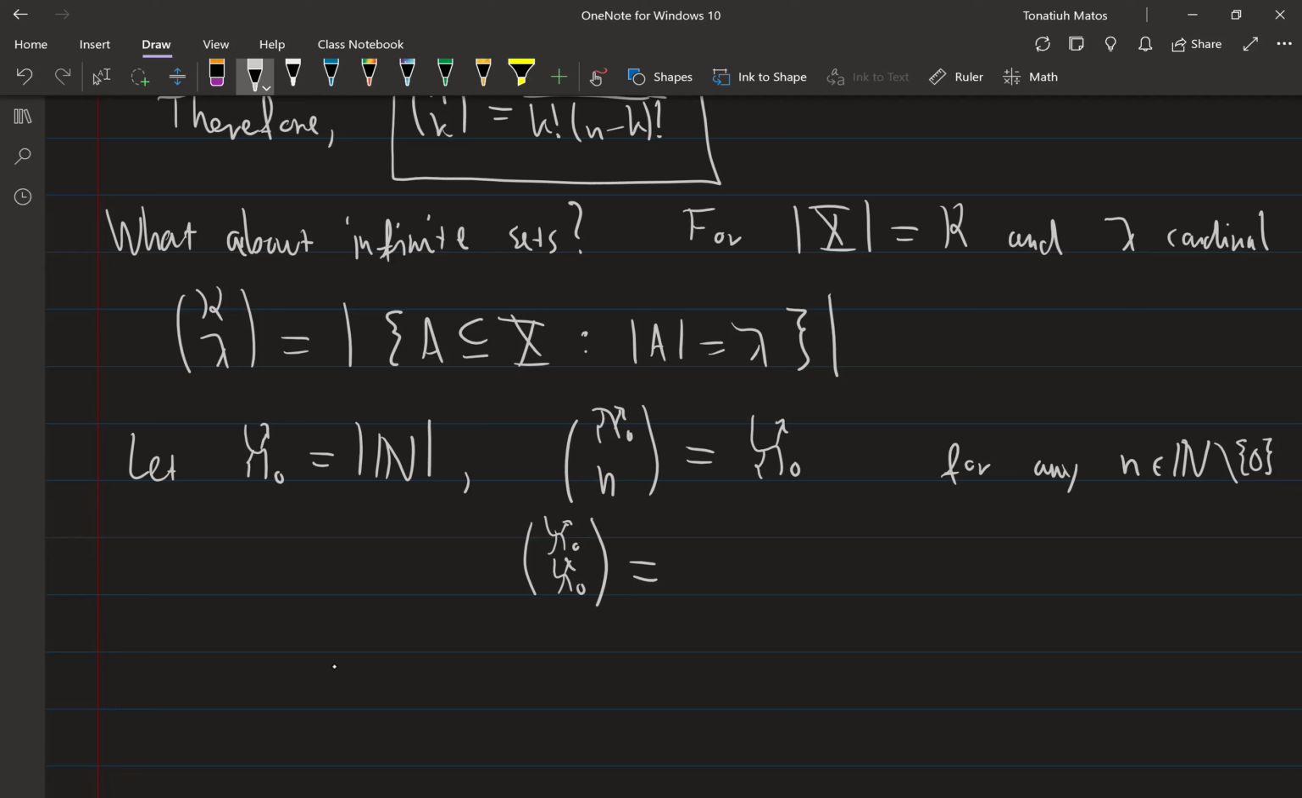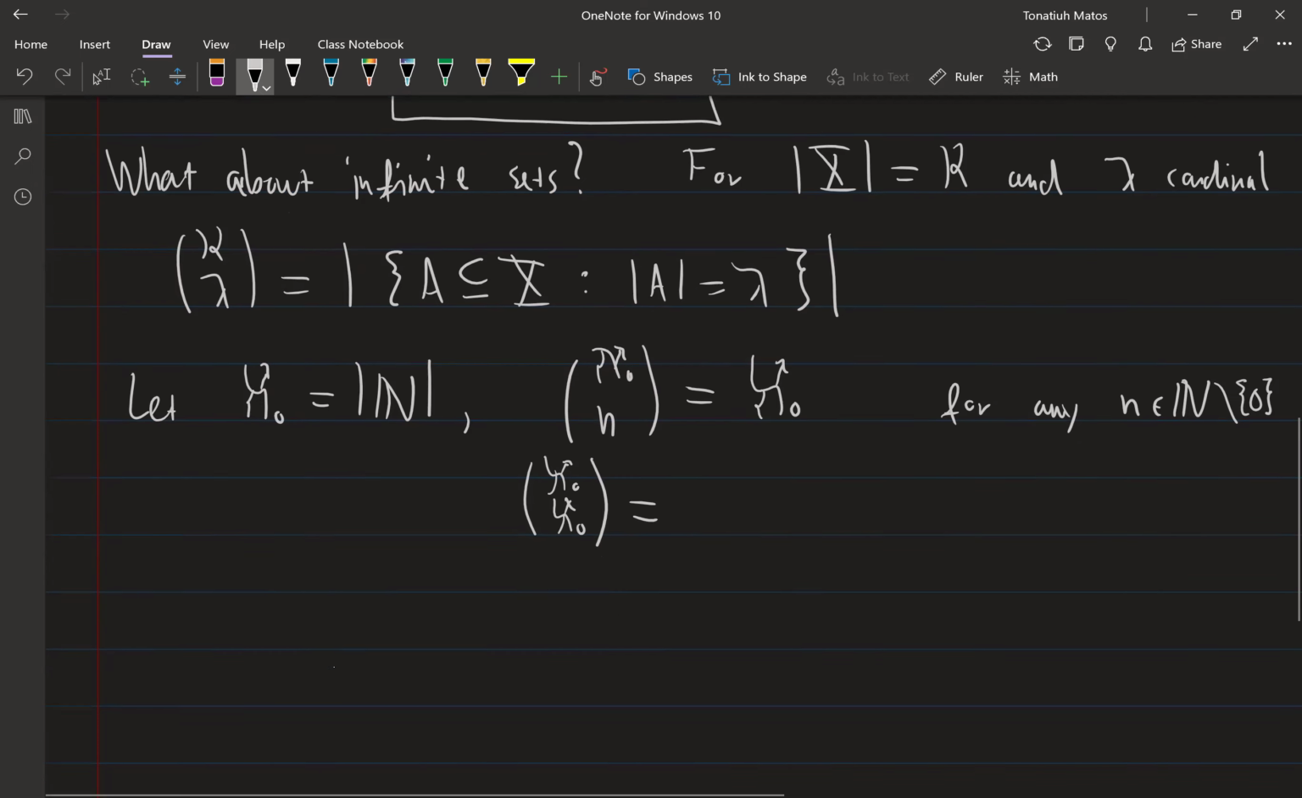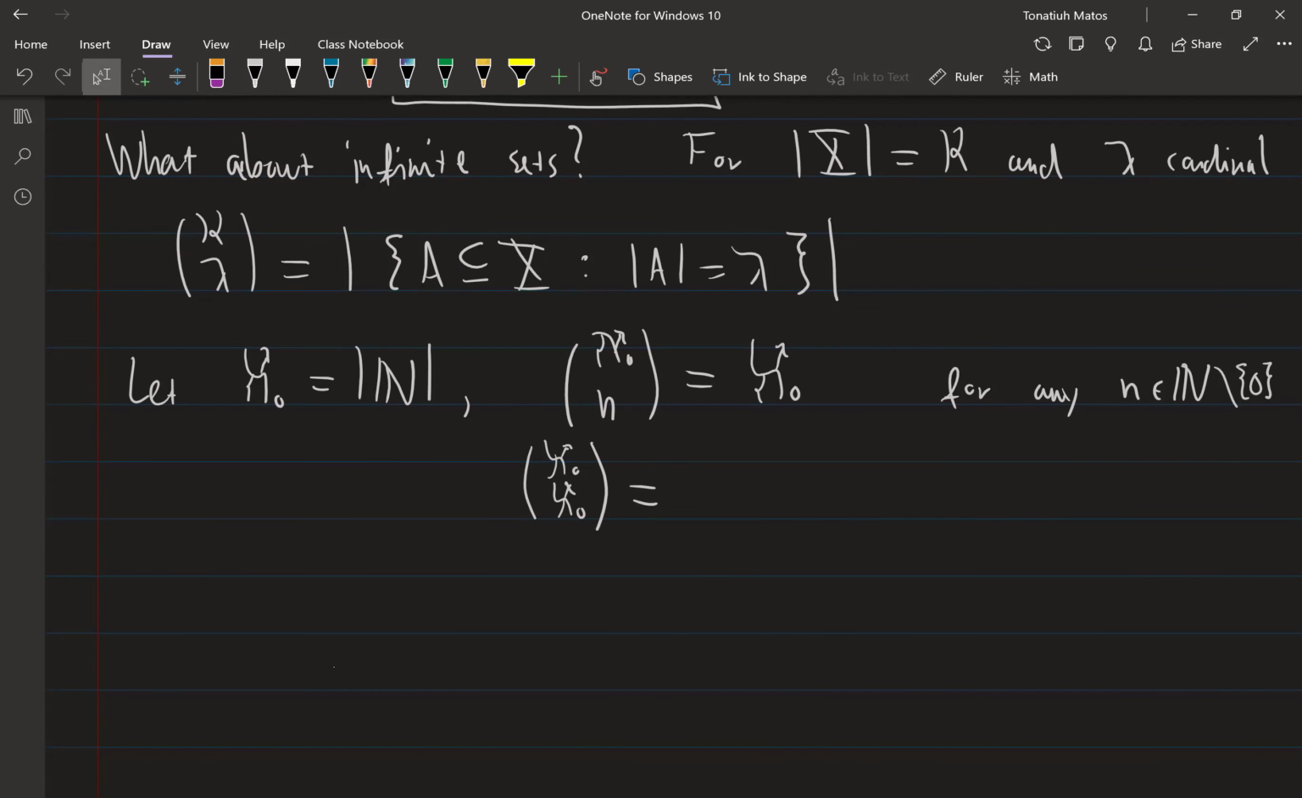But what about the second one? How many infinite subsets of the naturals are there? Should it be the same number, or would it be some other number? What do you think this would be? And as you'll see, even though the symbol makes sense, when it comes to infinity, these things aren't obvious, right?